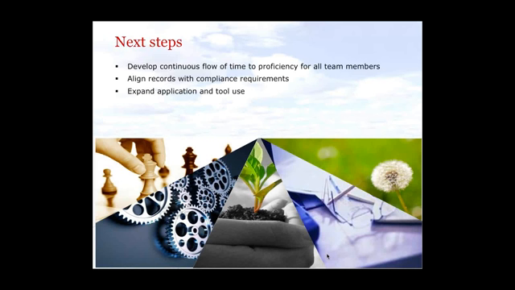So our next steps are to, initially for us, develop a continuous flow of what we call time to proficiency for every single job function, every single team member within our large organization. So we've got thousands of job titles. We want to know how long it takes every single one of them to start their job and how long it takes to reach proficiency for every one of them.